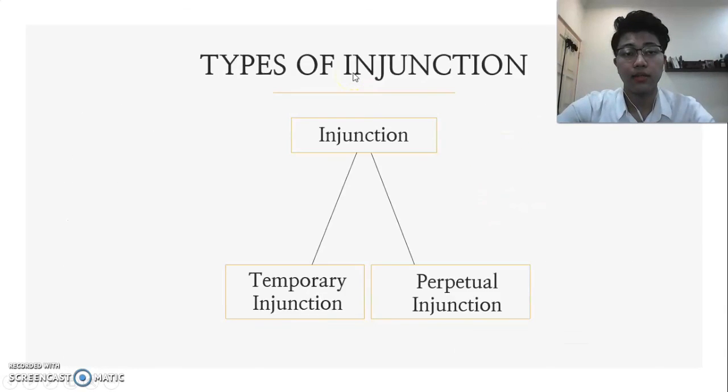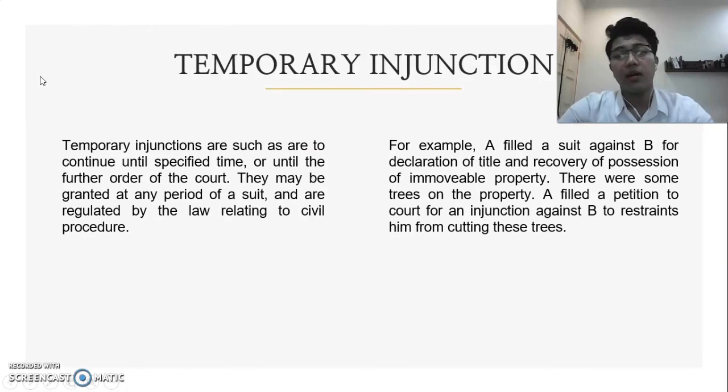As you can see on the slide, there are two types of injunction. The first one is the temporary injunction, and the second one is the perpetual injunction. Let me explain about the temporary injunction. Temporary injunctions are such as are to continue until a specified time or until the further order of the court. They may be granted at any period of the suit and are regulated by the law relating to civil procedure. For example, A files a suit against B for declaration of title and recovery of possession of immovable property. There were some trees on the property. A files a petition to court for an injunction against B to restrain him from cutting these trees. This is for the temporary injunction.